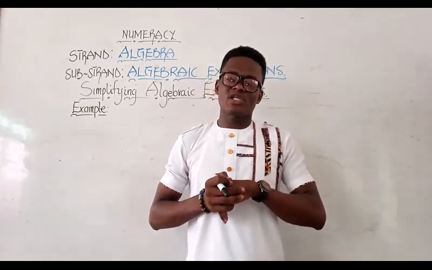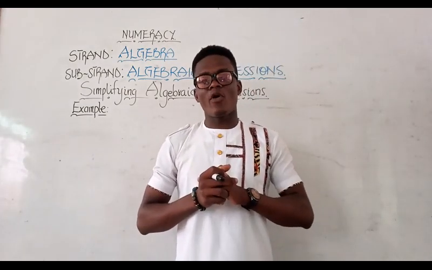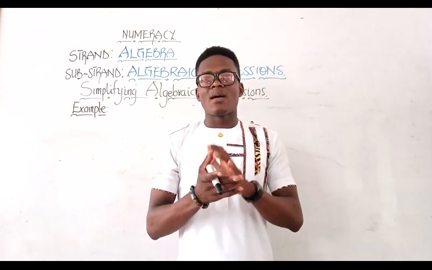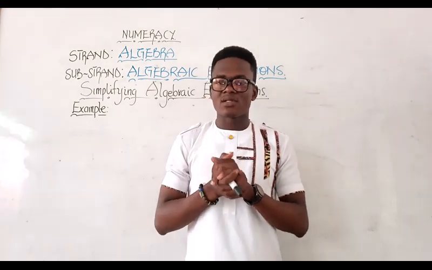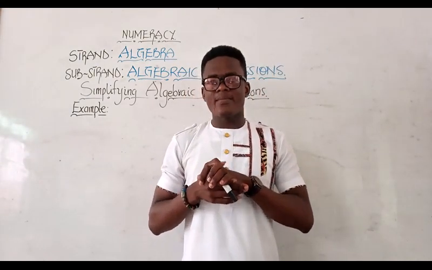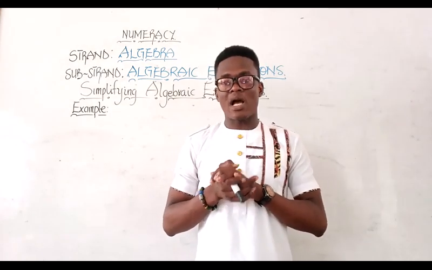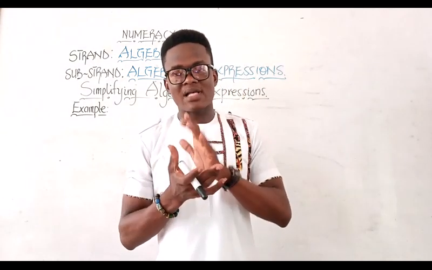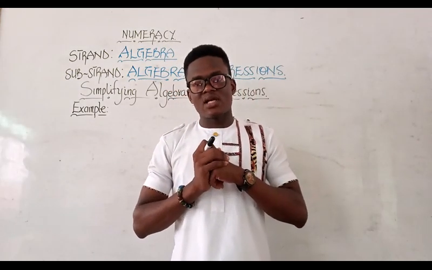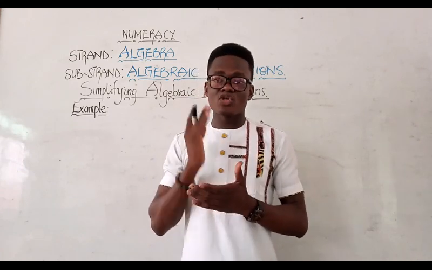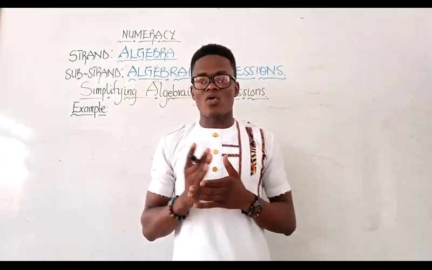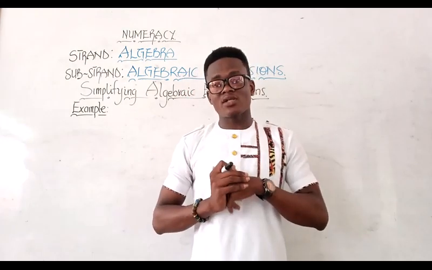So an algebraic expression can be put in simple form by grouping like terms. Can be simplified by what? Grouping like terms. Now like terms are all terms of the same powers and what? Variables. They are all terms with the same powers and variables. Now to simplify algebraic expressions, you must first and foremost what? Group like terms, and then add or subtract the coefficients of the like terms.